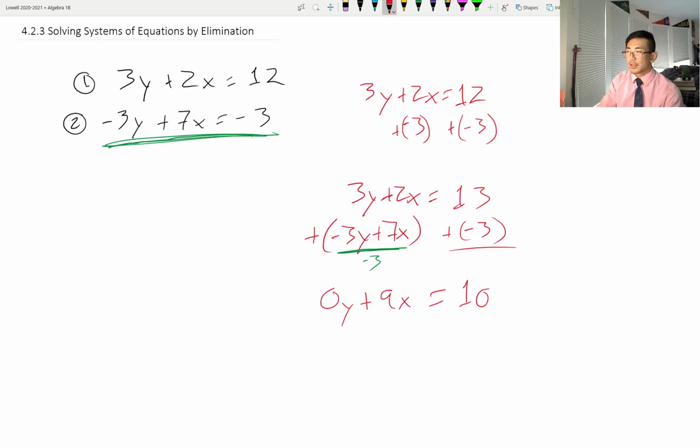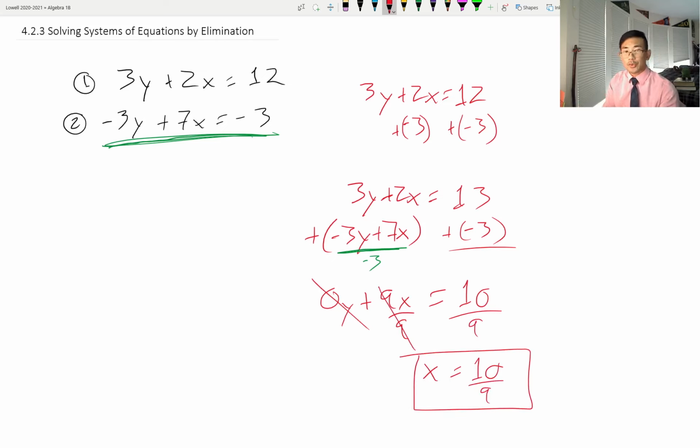Now we can see, all I have to do to find x is divide both sides by 9, and I get x is equal to 10 over 9. And just like before, once I have the first one, I just need to plug it into one of the other equations to get y. Let's plug in, for no rhyme or reason. As usual, you would want to pick the easier one, but I don't think either is obviously easier, so I'll just plug it into equation 1 here.